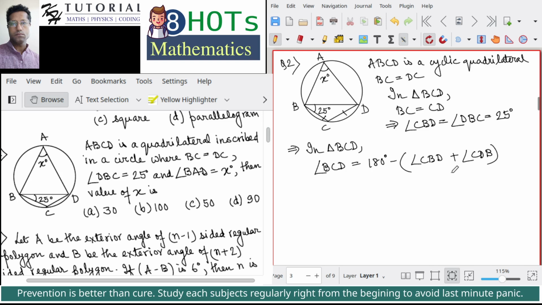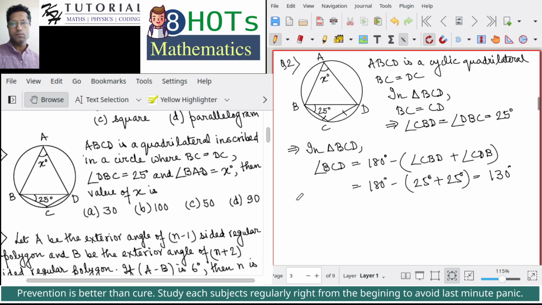CBD and CDB. Now this is equal to 180 degree. Both the angles CBD and CDB are each 25 degree. So 25 degree plus 25 degree is 50 degree, and 180 degree minus 50 degree is 130 degree. So angle C of the triangle BCD is 130 degree.